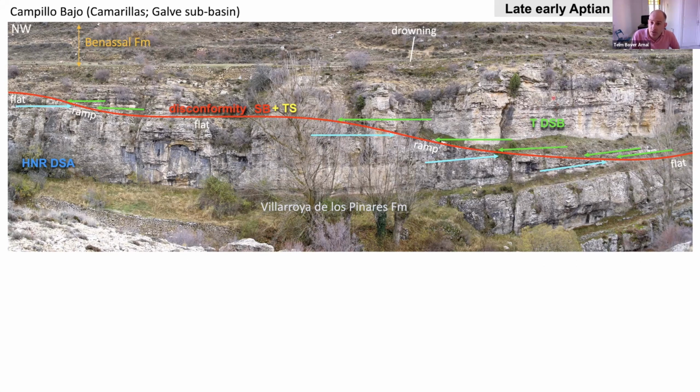Again, at some point, those shallow water peritidal carbonates were drowned. So here we have a drowning surface and above the marls of the lower part of the Benassal formation. The preserved part of this incised valley in this outcrop is around 15 meters.